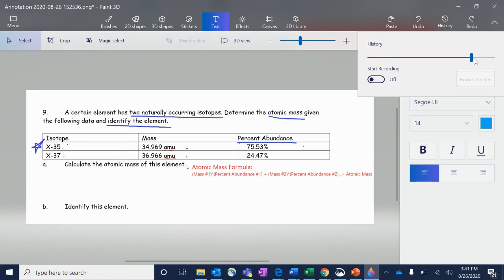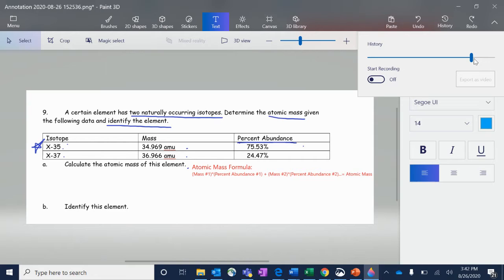So mystery element X has two isotopes, X35 and X37. We have the mass for each isotope. As you can see, the mass isn't the rounded off version. So even though it's X35, the actual more precise number for that mass is 34.969 AMU. We have those masses. And then we have percent abundance.